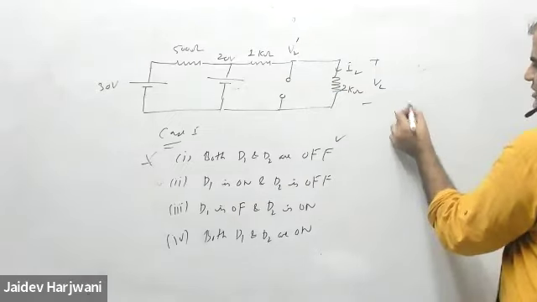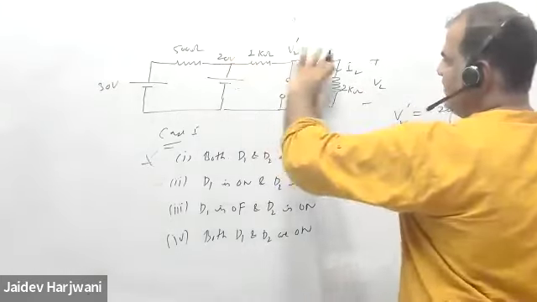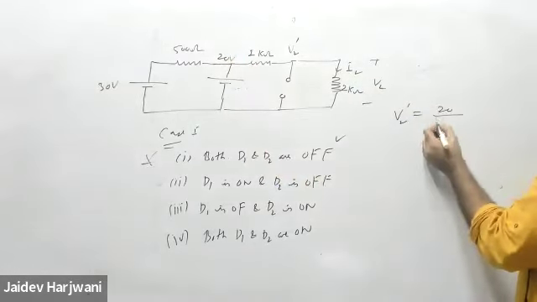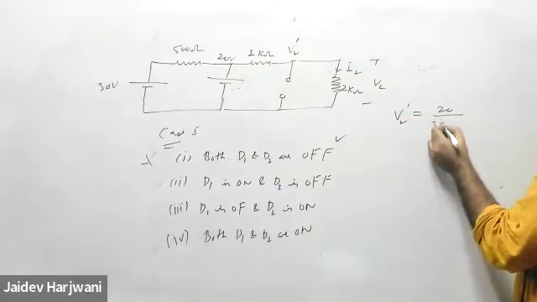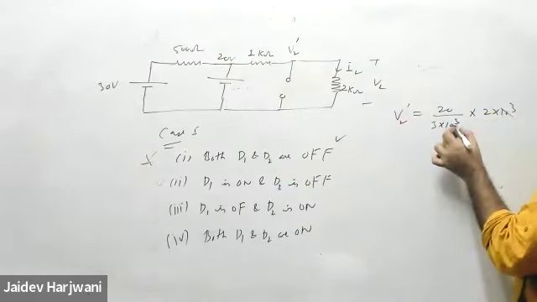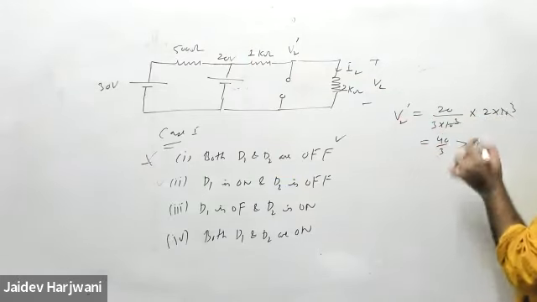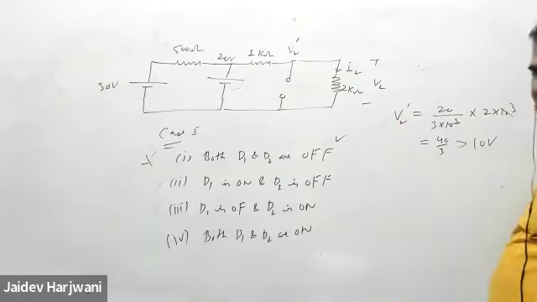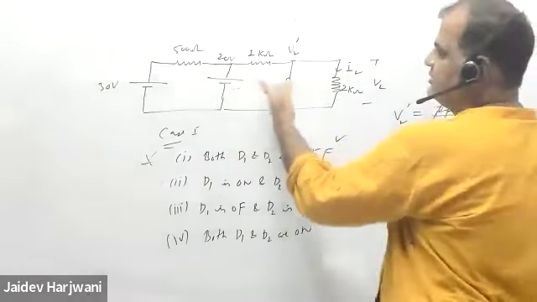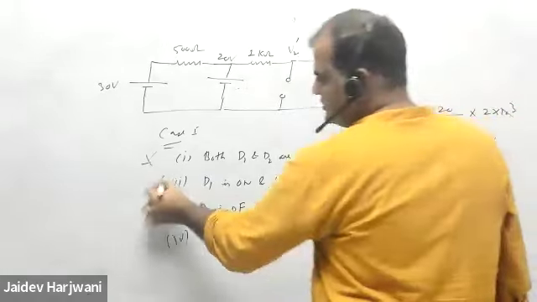So V2 dash will be basically 20. This 20 volt will divide here. This is 1 kilo ohm plus 3 kilo ohm across 2 kilo ohm. Okay. So this is coming 40 by 3. It is again greater than 10 volt. So I am assuming this is on, this is off, but again this value is coming greater than 10 volt. So this case is also wrong.